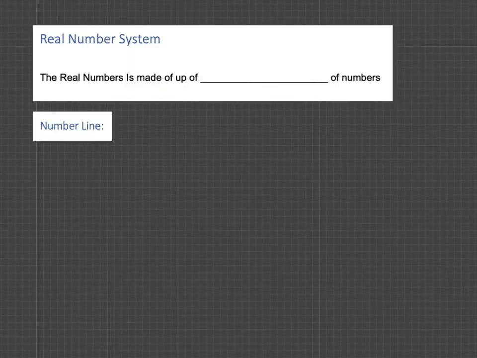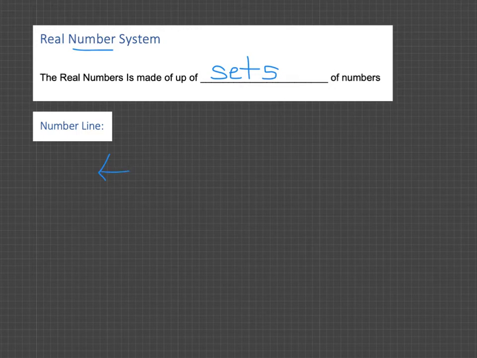So let's dive into numbers. So we're looking at numbers that are what we call real. And there's a system of real numbers that is made up of different sets of numbers that all share certain characteristics. Now, before we dive into those sets of numbers, let's talk a little bit about the number line, because that's going to help us organize and understand these different kind of sets of numbers.